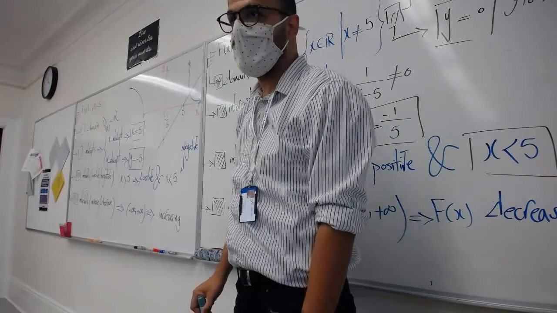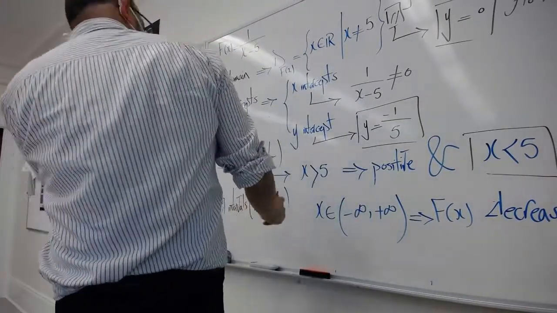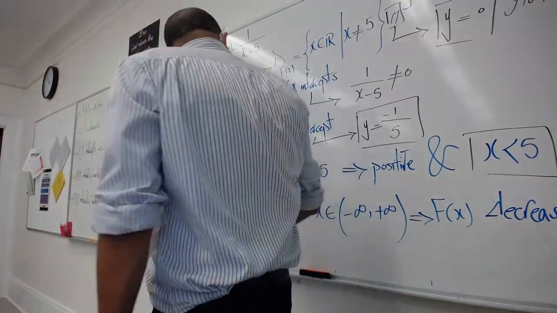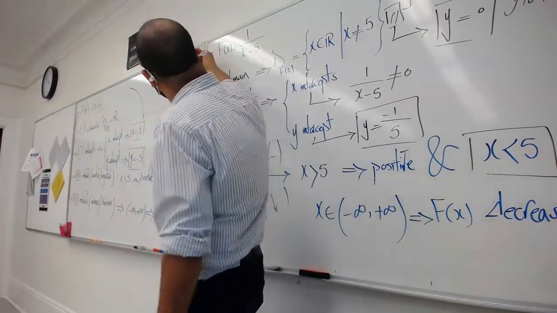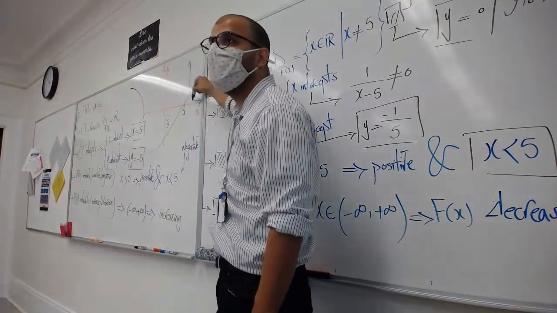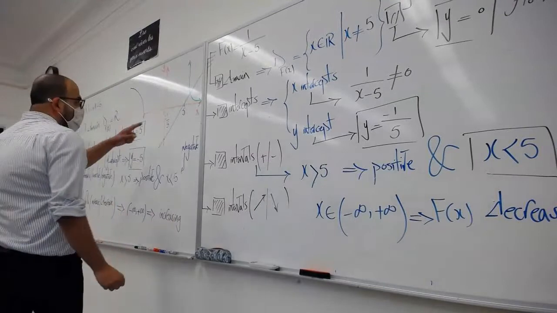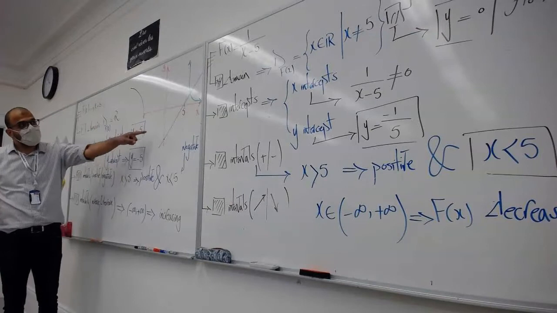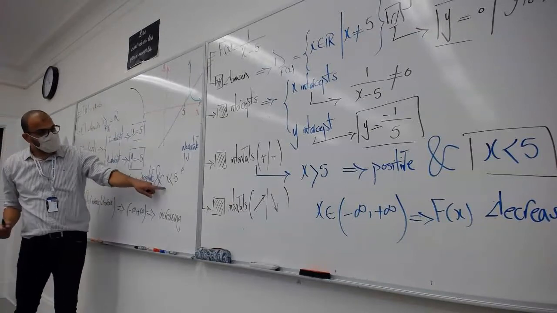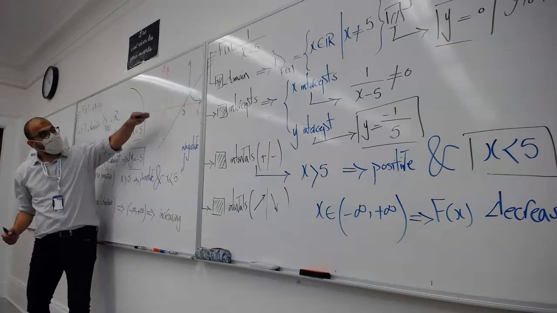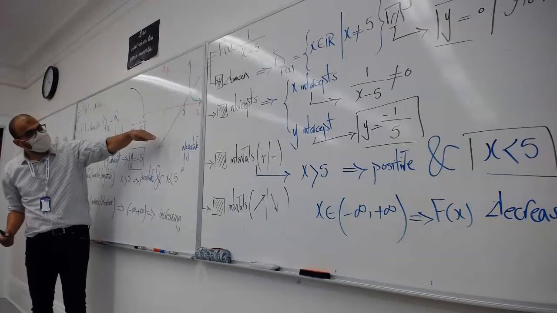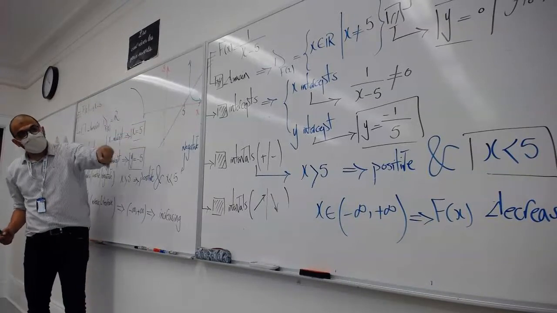Look at this, after 5. The function is positive, this is above the x-axis, and also this is decreasing, because you start from somewhere and bring your hand down. Now, how about what happens at less than 5? We know that for x less than 5, the function is negative. It means you have to plot it below the x-axis. Now, I plotted below the x-axis, and I know that the function again is decreasing.